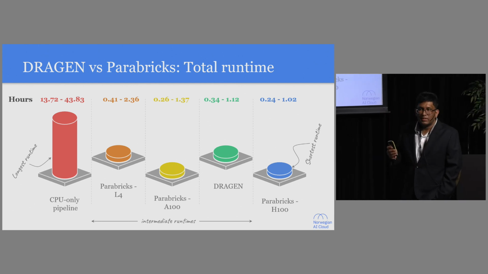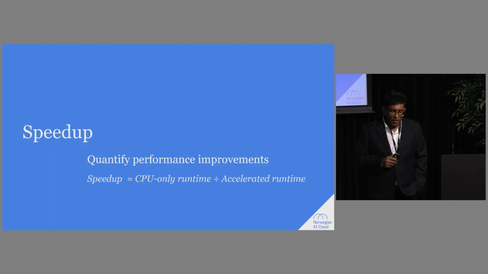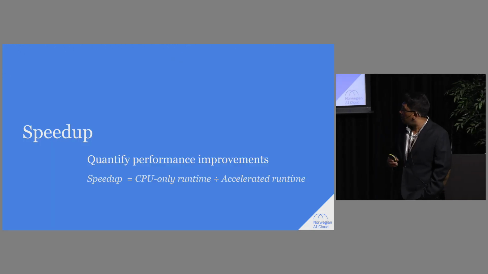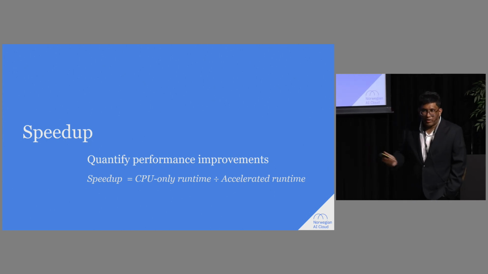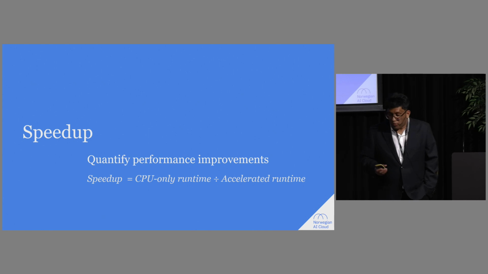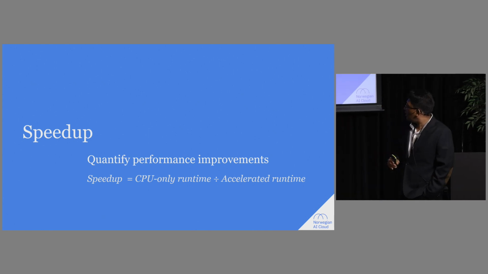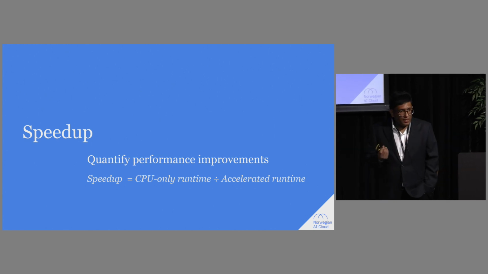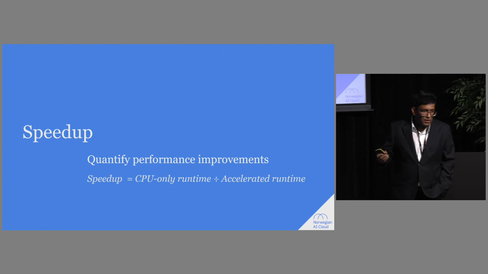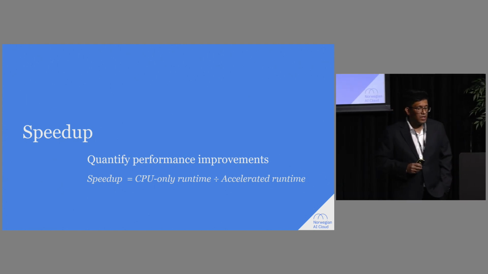This performance gain can be quantified by calculating speedup. It helps us to quantify the performance improvements gained by the accelerator hardware. Here we divide the CPU-only runtime by the accelerated runtime. So what does this say? This says how many times faster a process will run when we implement it on an accelerated platform.